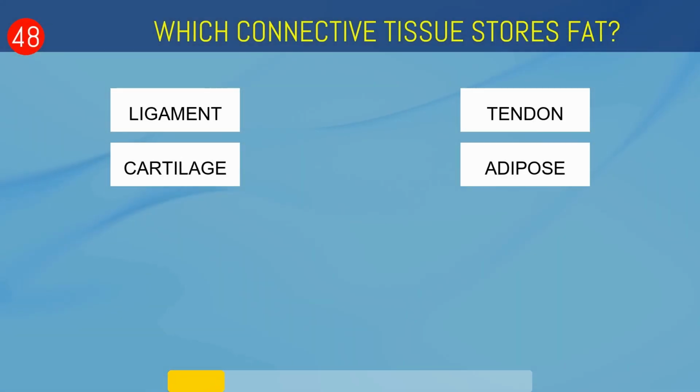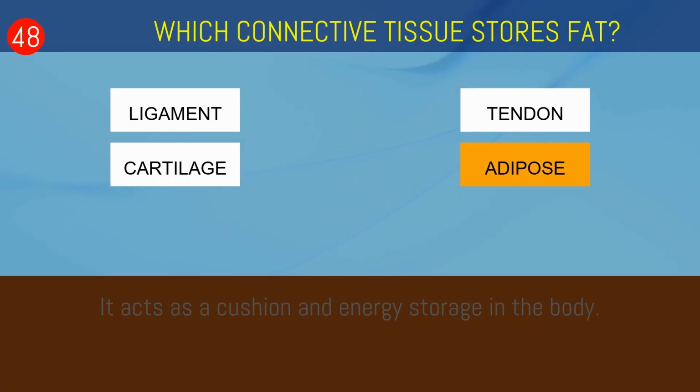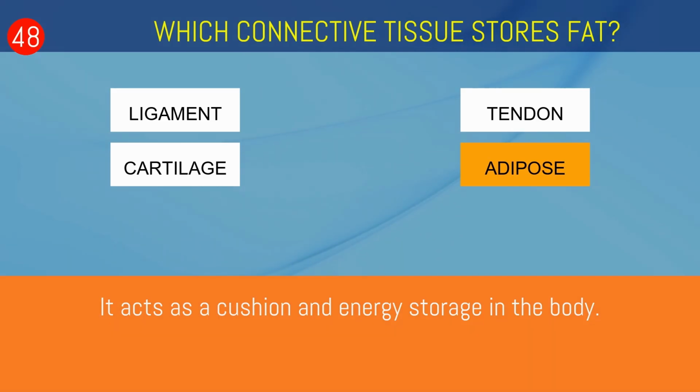Which connective tissue stores fat? Ligament, cartilage, tendon, or adipose? Adipose. It acts as a cushion and energy storage in the body.